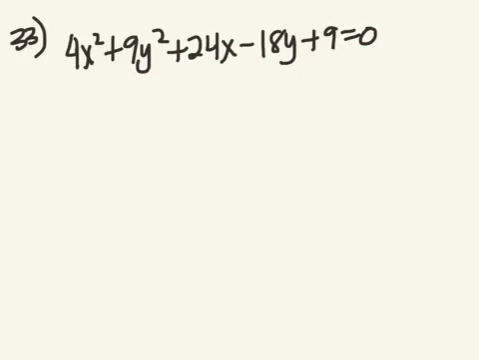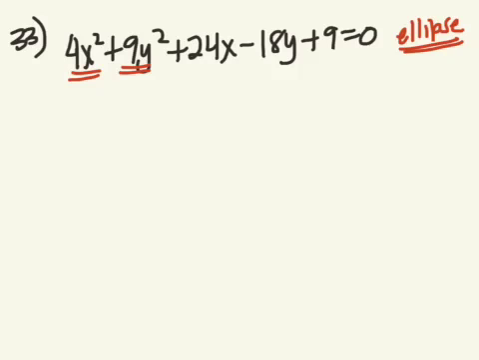Number 33 on the review asks us to do the same thing as 32, where we want to first identify the conic section. So again, we're just going to look at the squared terms. They happen to be right next to each other. Here you have the x squared term and the y squared term, both are positive, and they both have a different coefficient, so that's going to make this an ellipse.